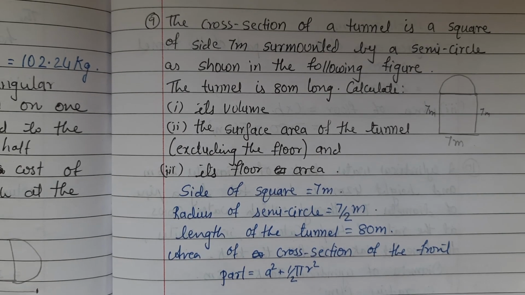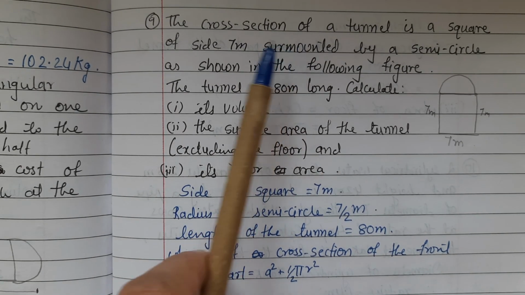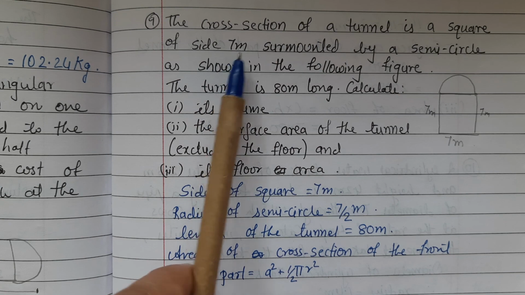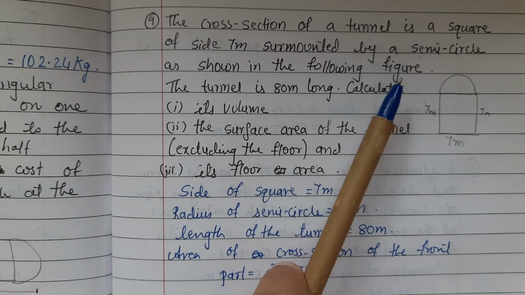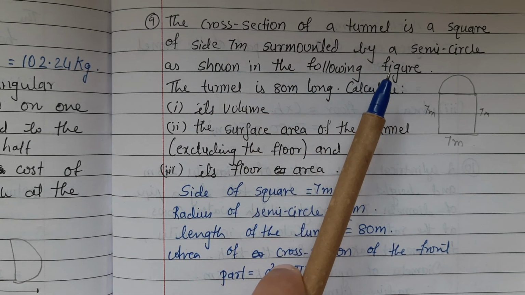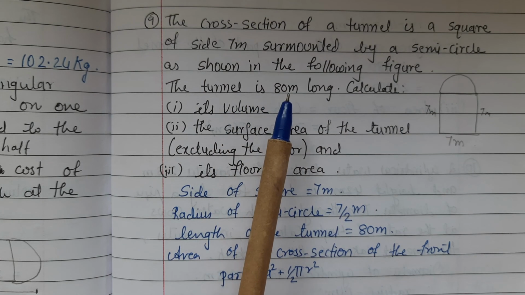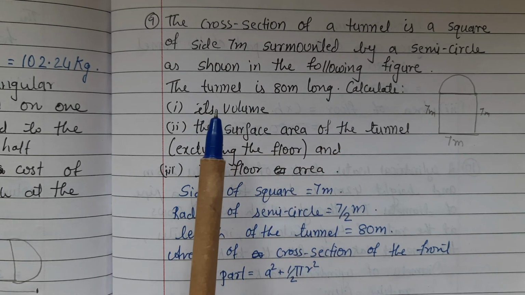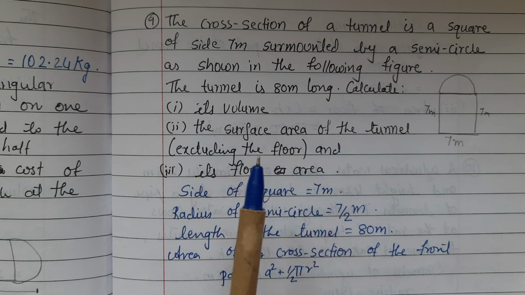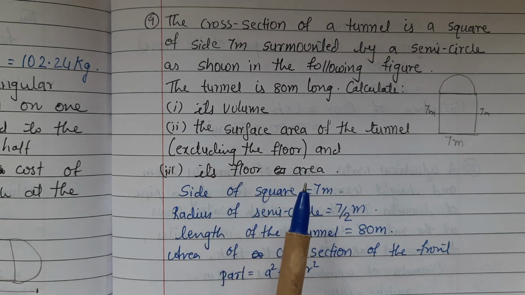Sum number 9. The cross section of a tunnel is a square of side 7 meter surmounted by a semicircle as shown in the figure. The tunnel is 80 meter long. Calculate first part its volume, second part the surface area of the tunnel excluding the floor, and third part its floor area. Side of the square 7 meters.